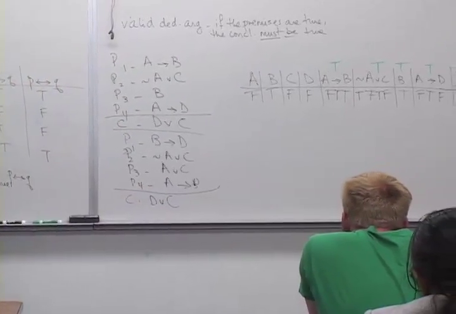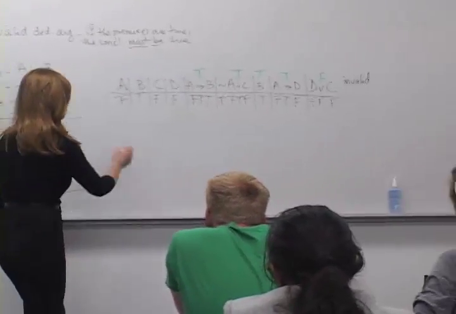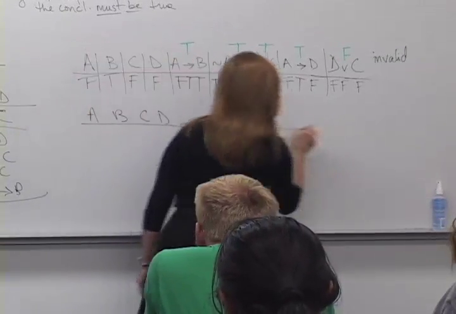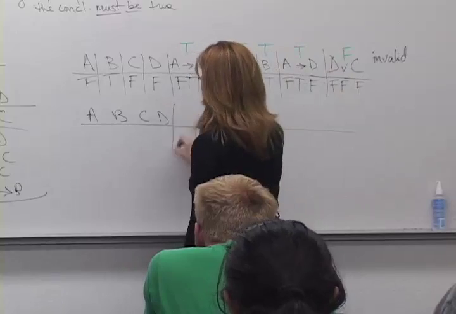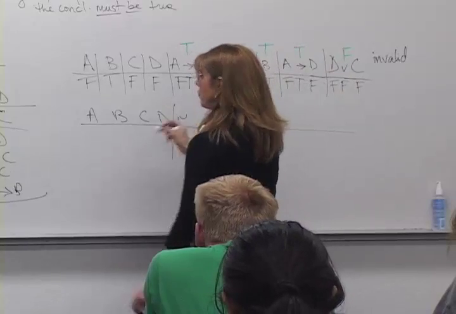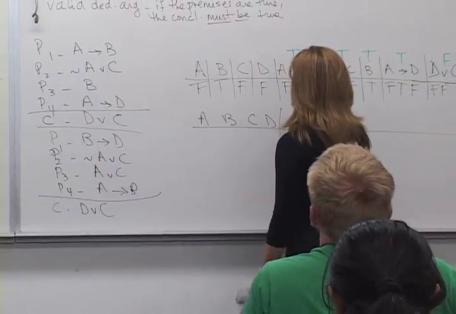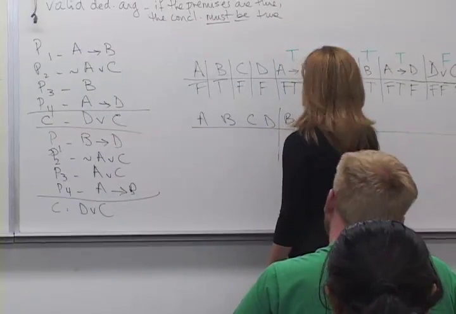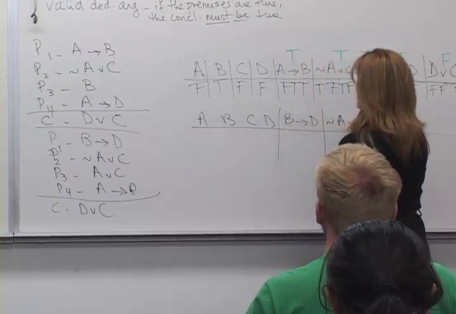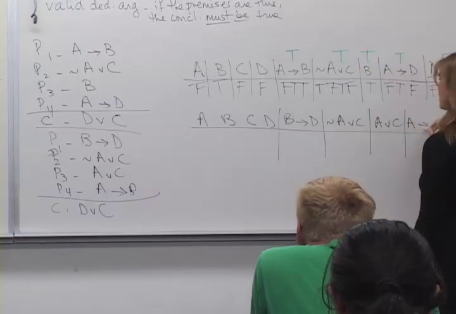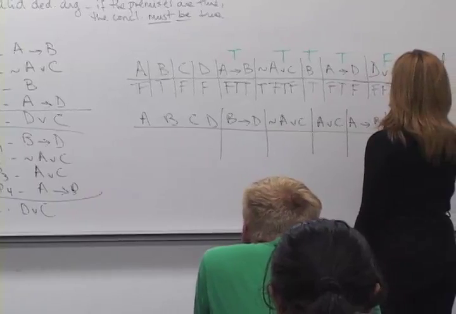So, let's change it up a little bit. Again, we put down A, B, C, D. We write all of the premises and we write the conclusion. So we put the first premise, if B then D. Second premise, not A or C. A or C. If A then B. D or C.